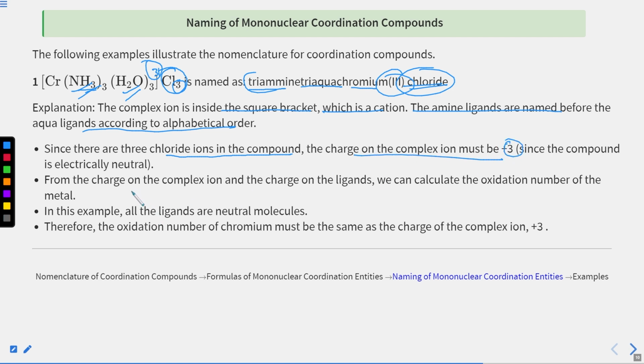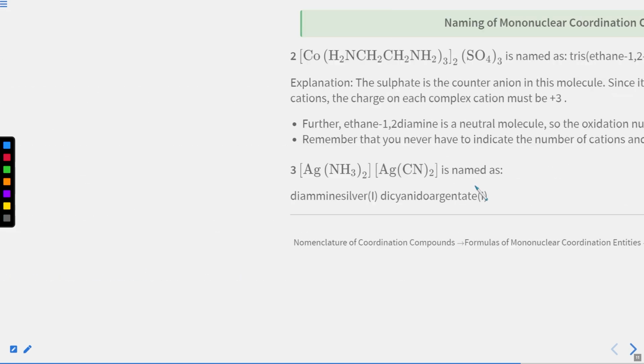But from the charge of the complex and the charge on the ligand, we can calculate the oxidation state. In this example, we have all the ligands neutral. Therefore, the oxidation number of chromium is also +3.